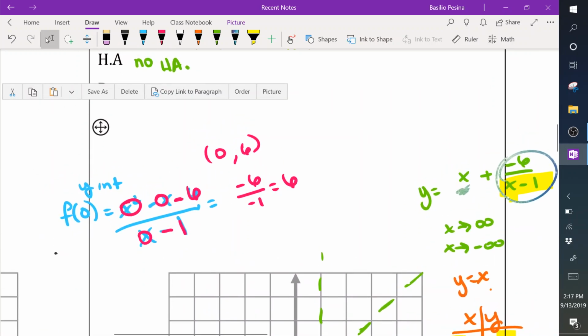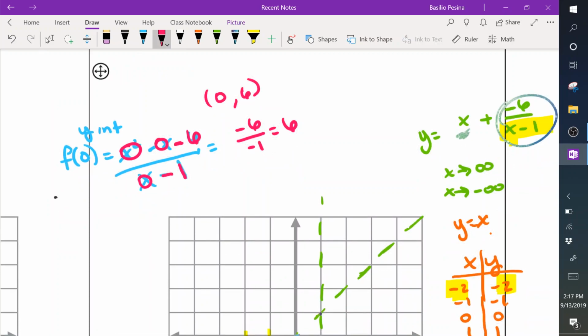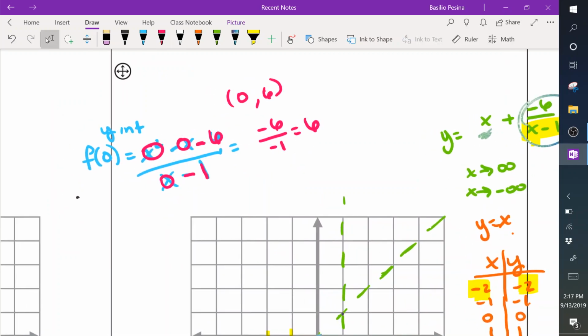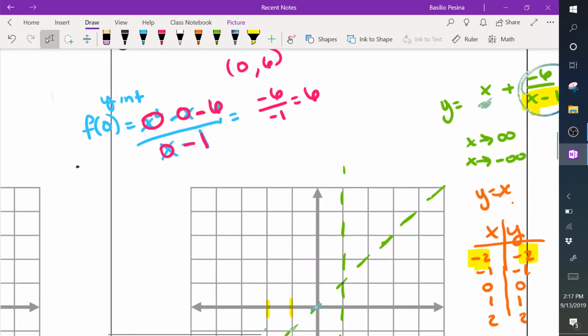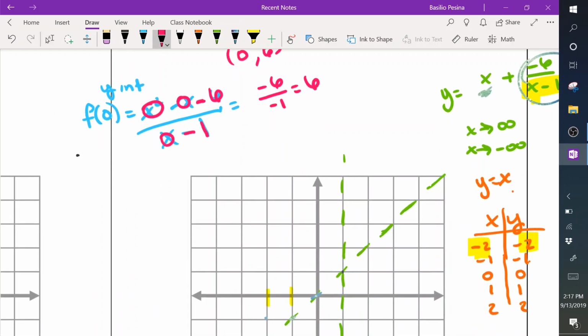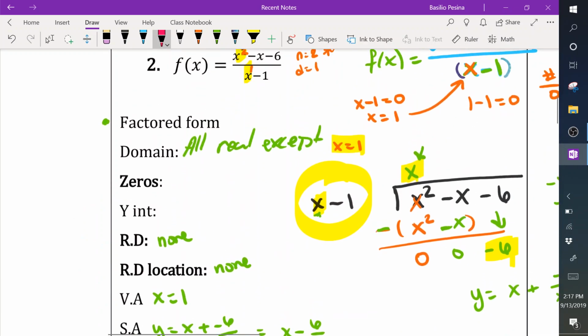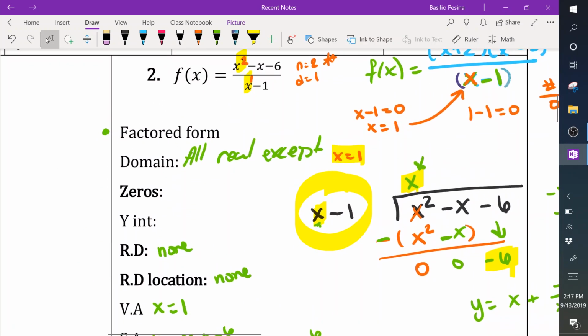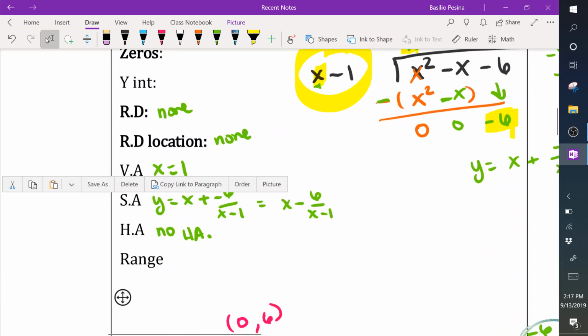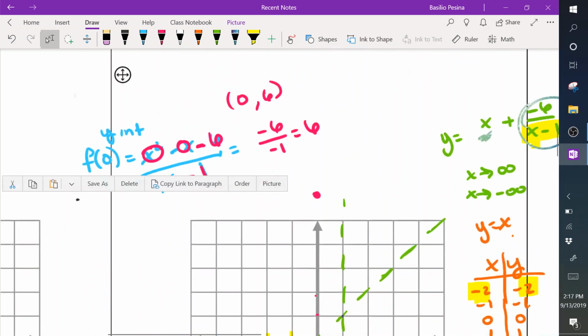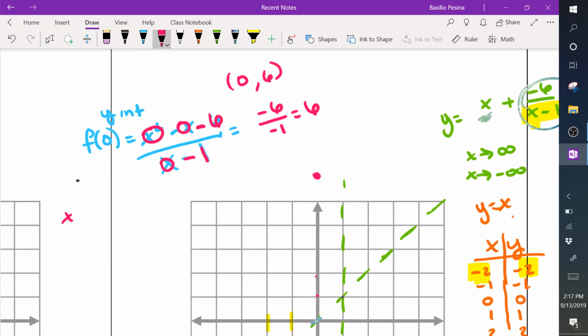Okay, can't zoom anymore. Okay, never mind. So it's 0 for my x's, and 1, 2, 3, 4, 5, 6. It's a little bit above right here. This is my y-intercept. My x-intercept, I can find by setting my numerator equal to 0. So for my x-intercept, f of x equals 0.